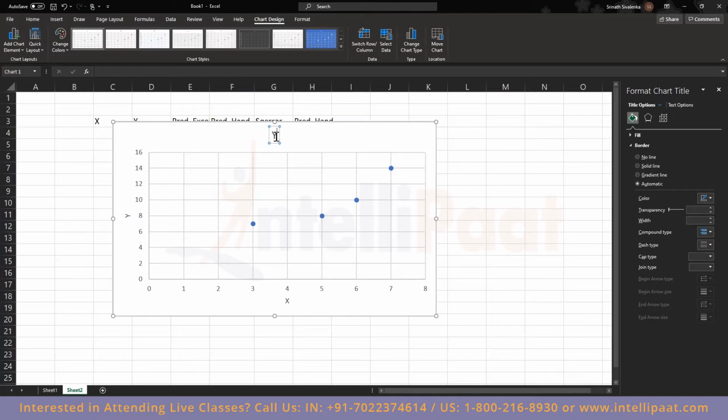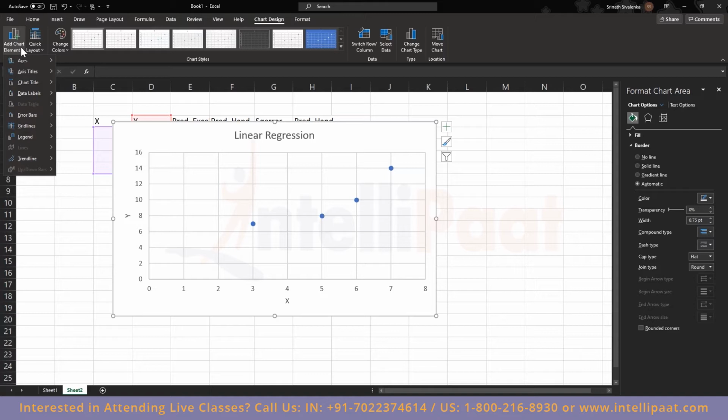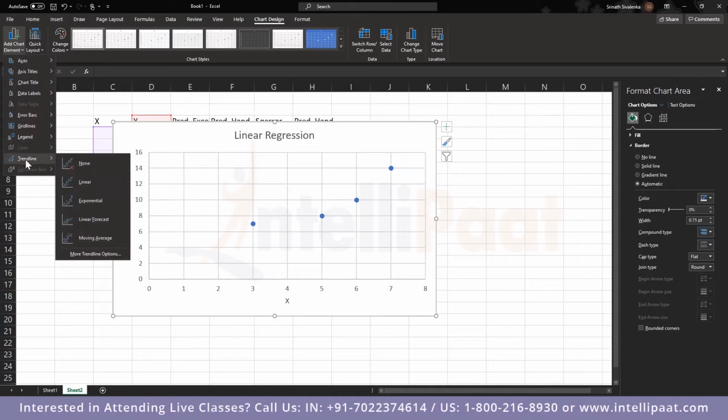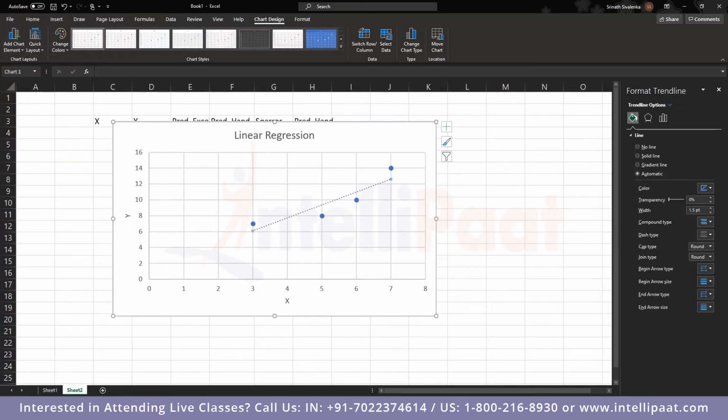So what you can do is go to the top left. If you observe, there's something called add chart element. When you click on the chart, you go to add chart element, and you can go to trendline. You can select any one of the trendlines that you want. What I would typically suggest is you can just directly select linear, or just go to more trendline options.